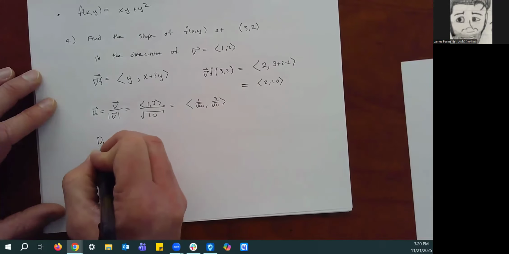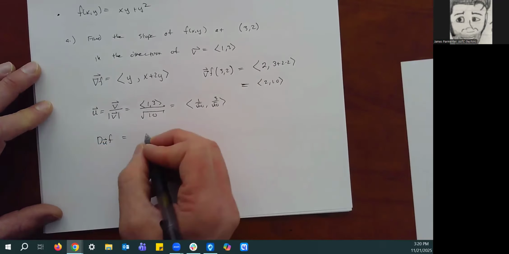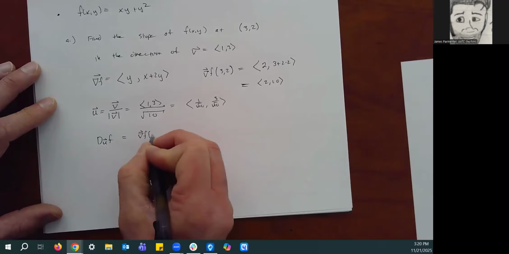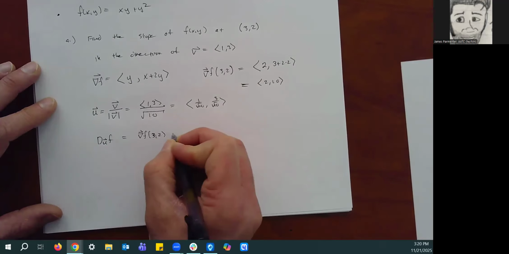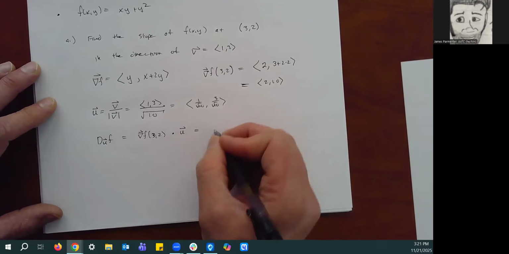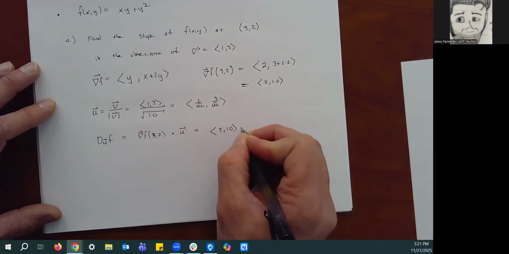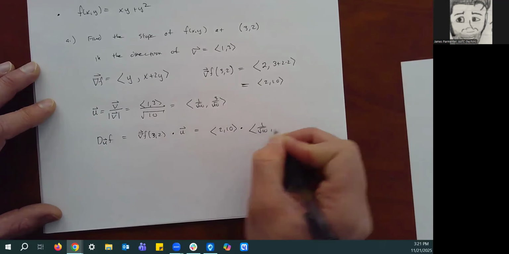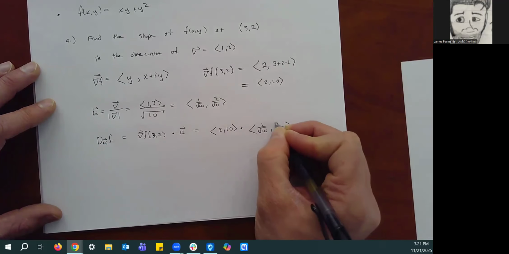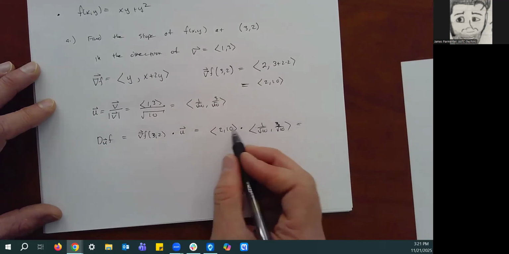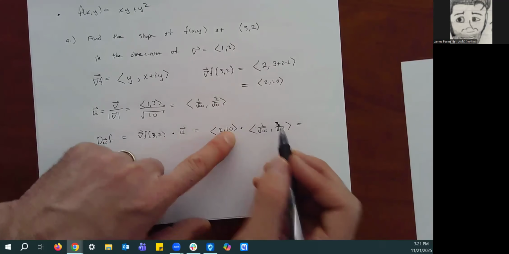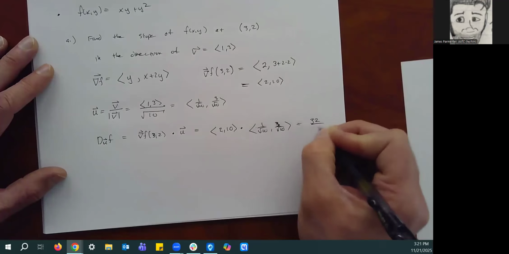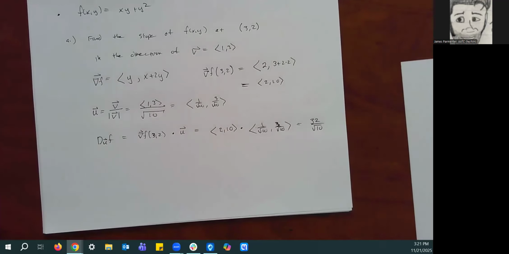Finally, the directional derivative we're actually trying to calculate is going to be this gradient of f evaluated at (3, 2) dotted with this unit vector. So that's going to be our (2, 10) dotted with (1 over root 10, 3 over root 10). And then we're going to get 2 times that plus 10 times that is, let's see, 2 plus 30 is 32 over root 10. Except I made a mistake.